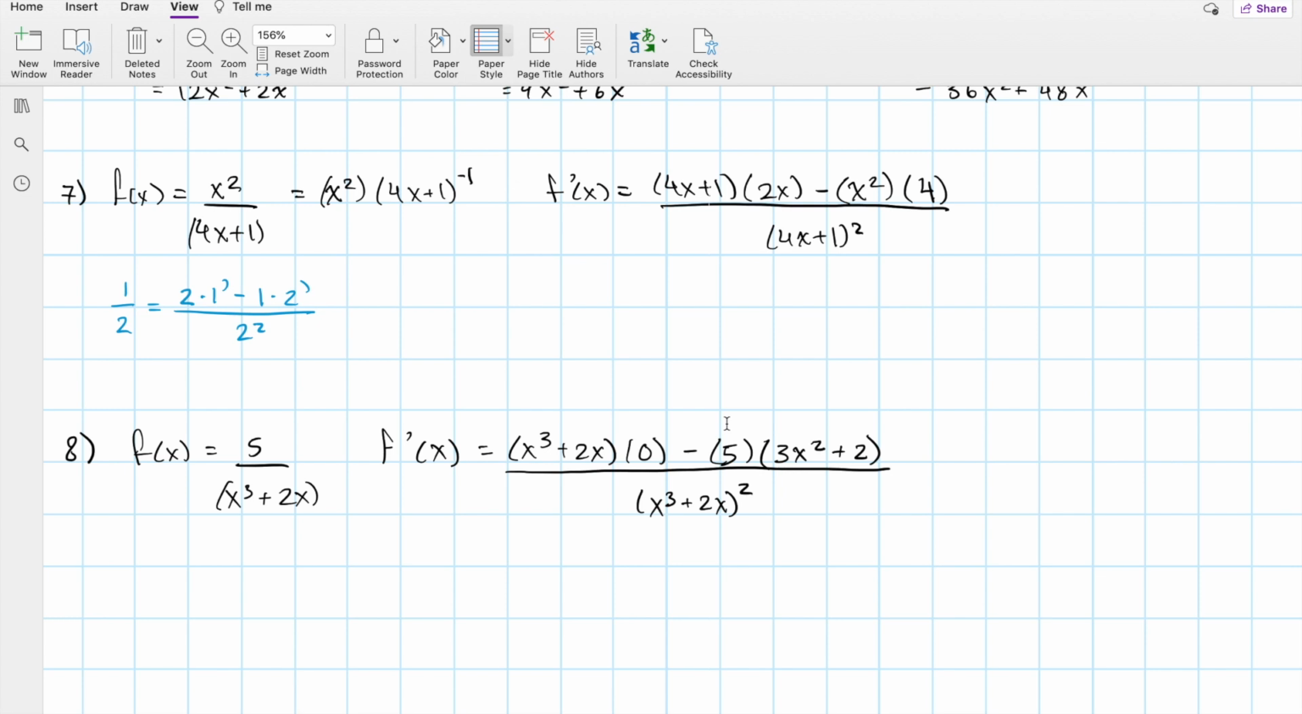And you could simplify this down. You could see that this cancels out, right? 0 times anything is 0, and so on. So this is the practice that we just did.